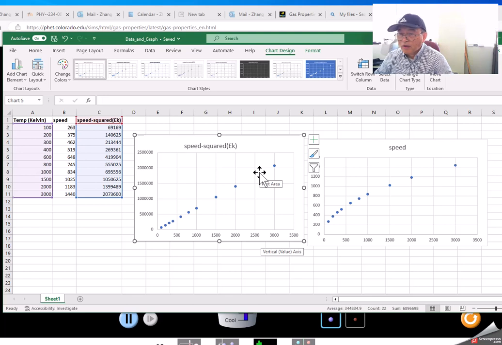That's the whole point. And you recognize you plot the temperature, so this is the speed squared, and it goes with the straight line. The temperature goes up, the average speed is going up, and that's the kinetic energy. All right.